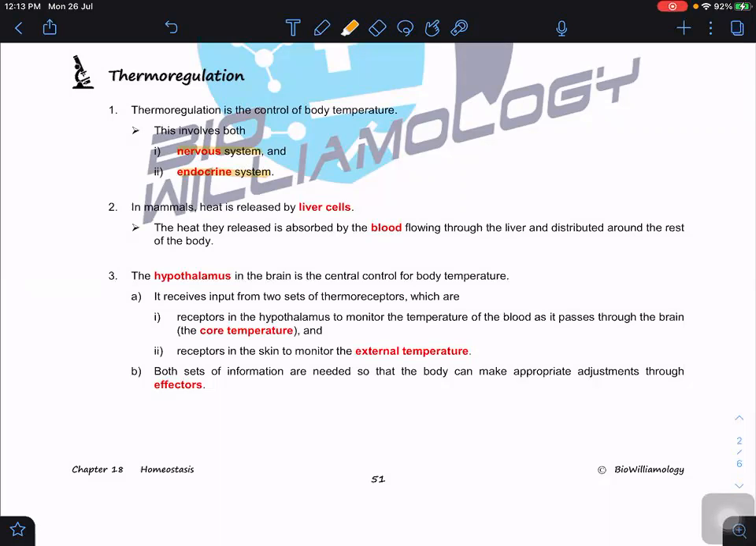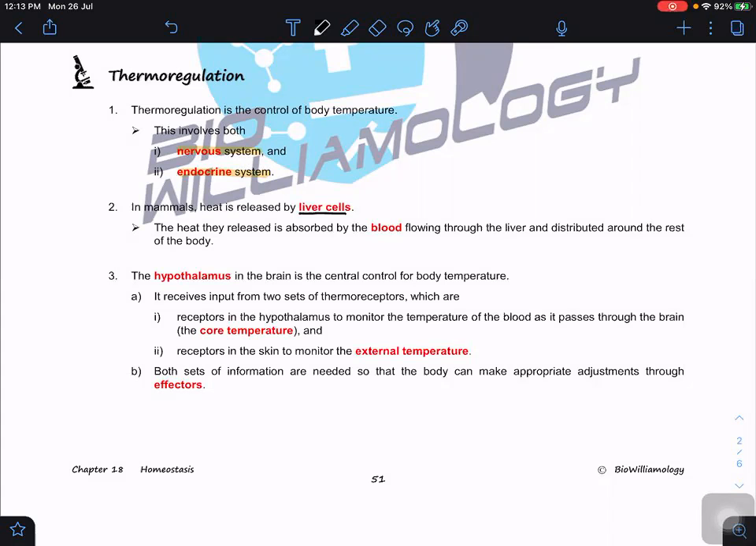Okay, which organ in our body actually releases the most heat energy? Actually it is the liver. Our liver cells release the most heat energy, and this heat energy is absorbed by the blood when it flows through the liver. When the blood goes through the rest of the body, this is how we maintain our core body temperature at roughly 37 degrees Celsius.